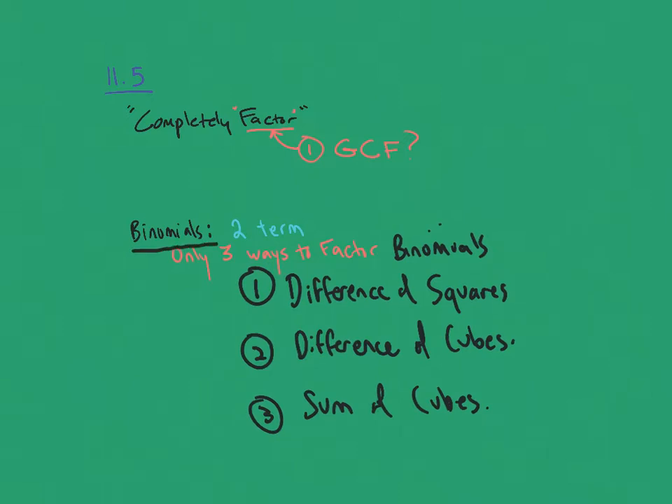If it was trinomials or something with 4 terms, we wouldn't worry about the difference of squares, difference of cubes, or sum of cubes.